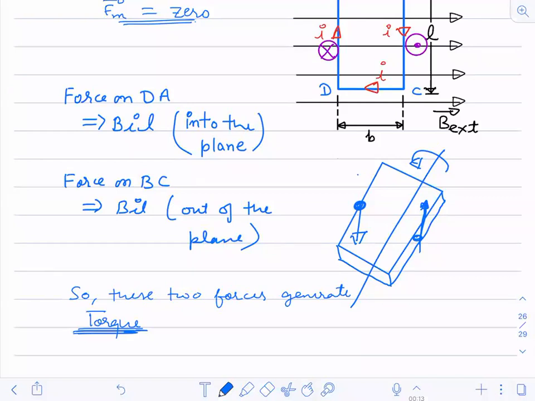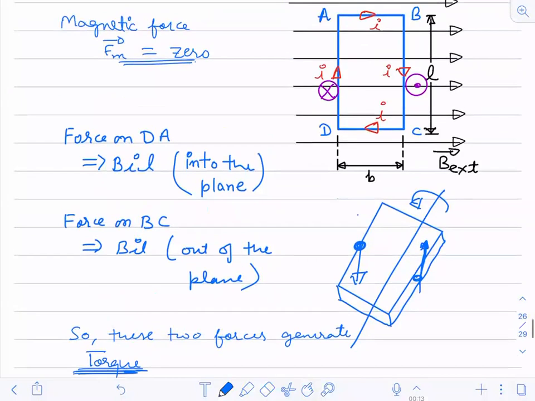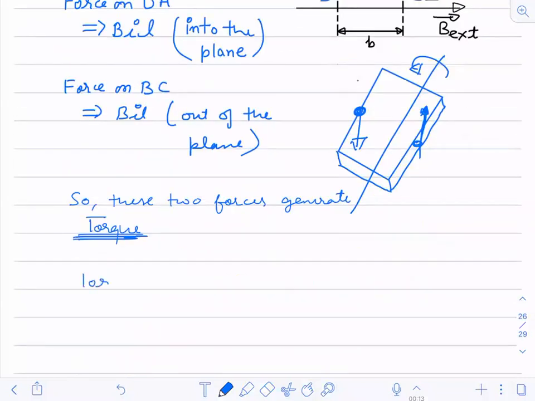Now this torque value we have to calculate. Understood? So just see here, how do we calculate torque? What is the formula for torque? Torque is always given as force into distance. Most of the students will be confused about which distance.